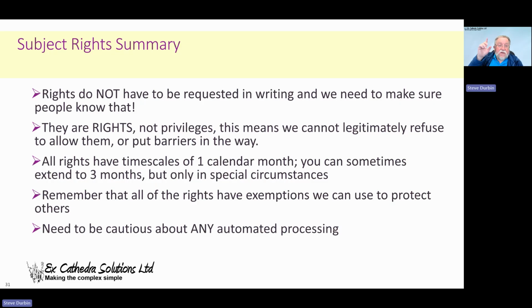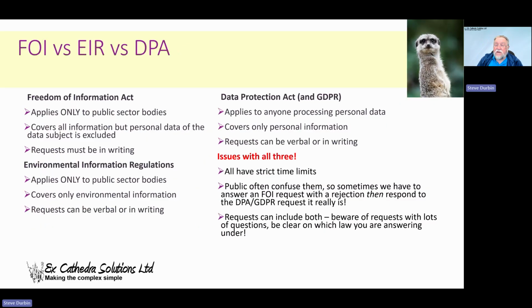Okay, nearly at the end now. Okay, I just want to quickly run through FOI, EIR, and DPA. Now, why is this including anything about data protection? It's because people quite often say, I want to see all my data under the Freedom of Information Act. Now, it's a valid subject request. The trouble is, it's also technically a valid FOI request.